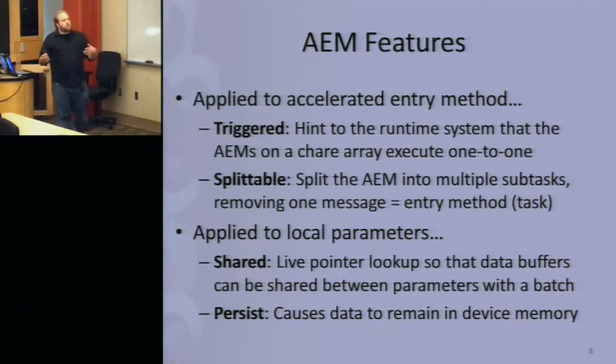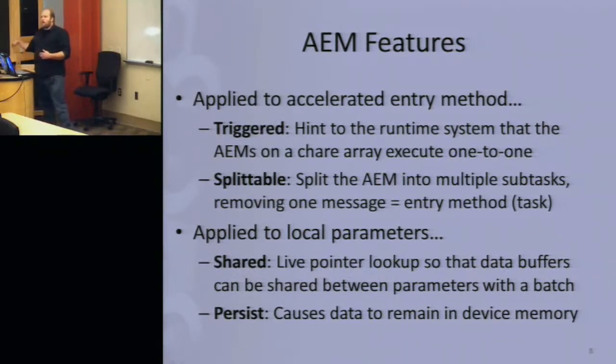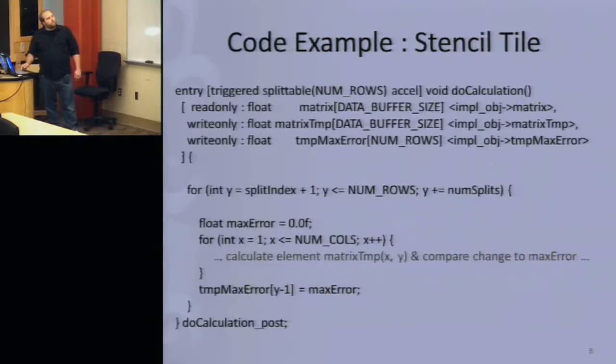So shared is just a way of letting different instances of the same entry method actually share the same data buffers, so you can reduce the memory footprint when moving data back and forth between devices. Persistent is a way of letting the runtime system know that data can stay on the device itself between invocations of a particular entry method. I won't go into details of how these work for the sake of time, just to give you an idea of what these look like.